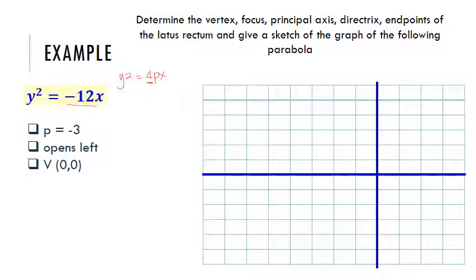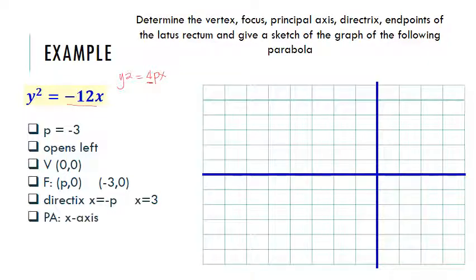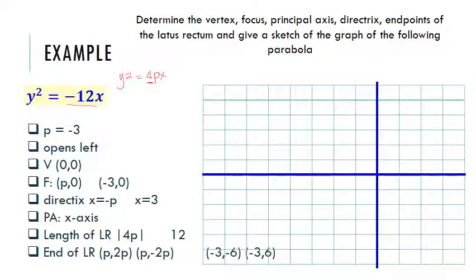Still, our vertex is at (0, 0). Focus is (p, 0), our p is negative 3, so (-3, 0). Directrix is x equals negative p. So, negative of negative 3 is positive 3. Principal axis is the x-axis. Length of latus rectum is 4 times p. So, our p is negative 3. 4 times negative 3 is negative 12. Absolute value of negative 12 is 12.